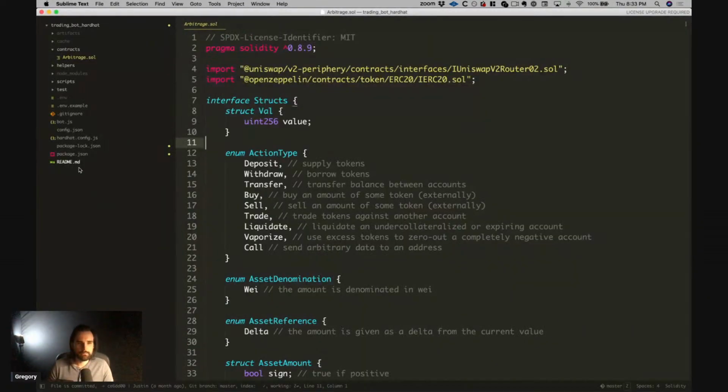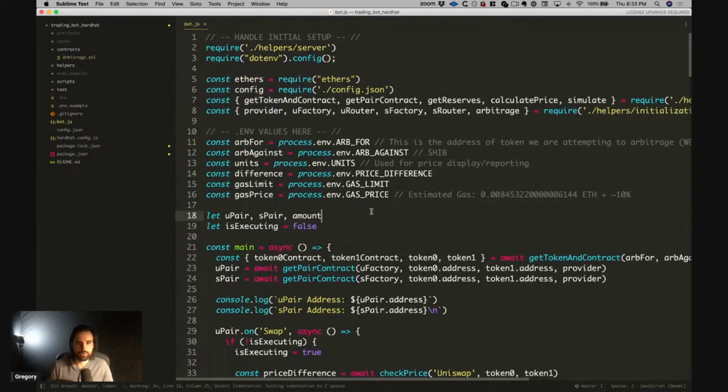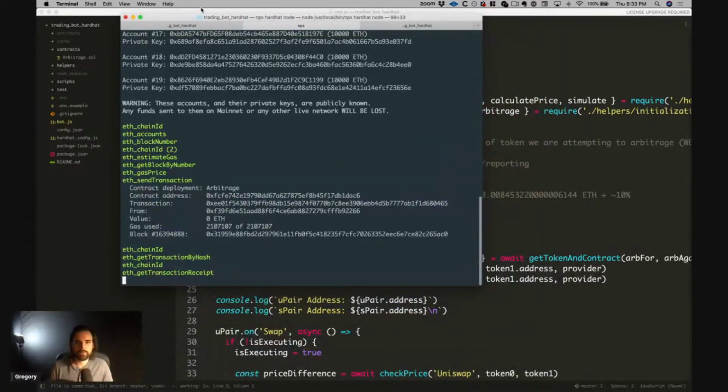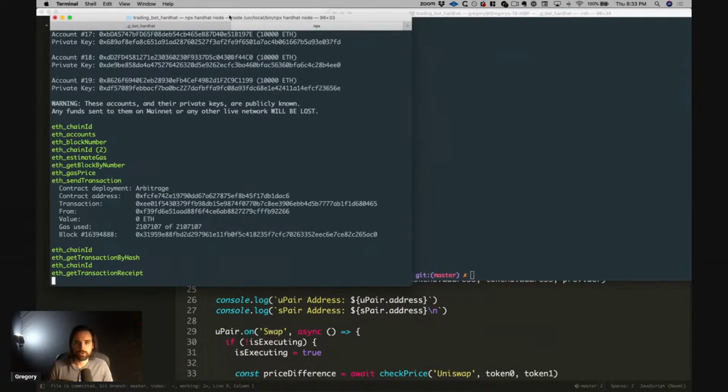So the bot lives inside of here, inside of bot.js. Okay, we're going to go through all this. All right, don't worry. But let's go ahead and start the bot. Let's demonstrate the arbitrage and explain how it works. So what I'm going to do is keep my blockchain running here. I'm going to take a new tab and start the bot there.